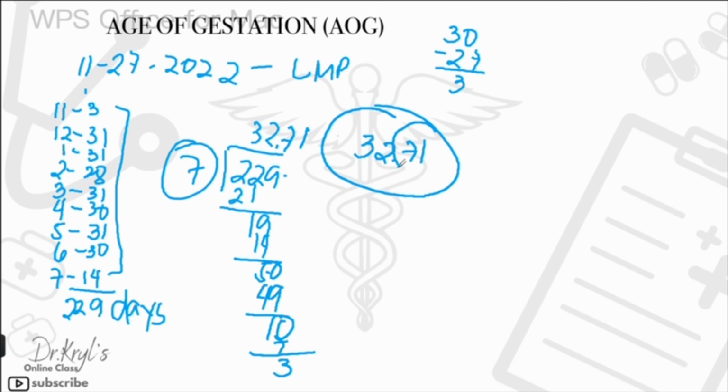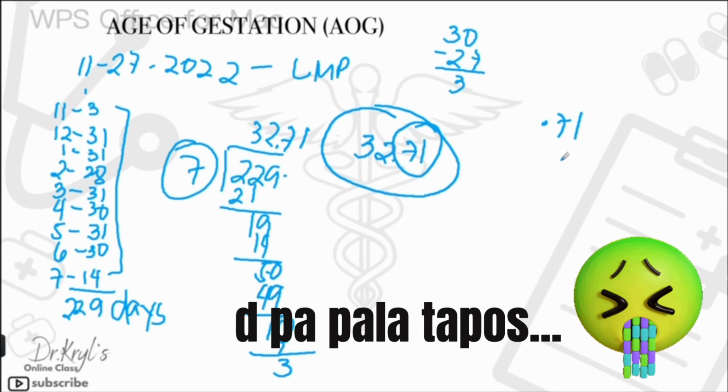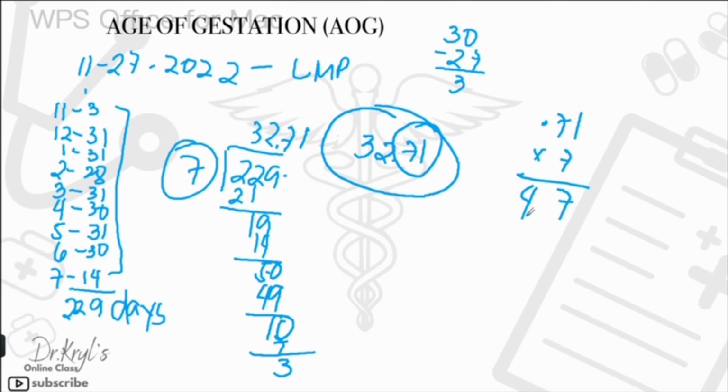But how to compute this 0.71 into days? So, 0.71 times 7. Where did this 7 come from? From the weeks. Okay? So, 7 times 1 is, of course, 7. Then, 7 times 7 is 49. Then, 1, 2, 1, 2. So, it's 4.97. So, we need to round it off to 5. So, 5 days. So, in short, 32 weeks and 5 days.